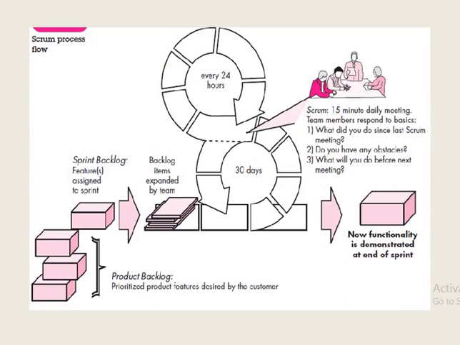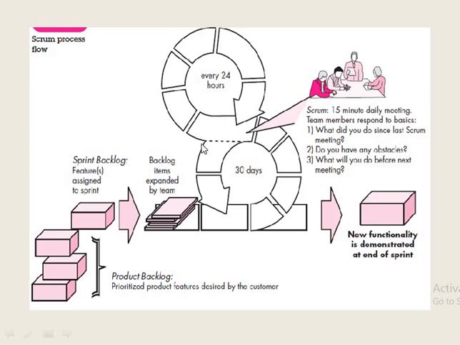Here is the diagram which explains the Scrum method or Scrum process flow. So here we have a product backlog which contains different features of the product to be developed, and these will be provided by the customers, and it will be prioritized based on the requirements of the customer. One or many of these features will be developed at a time in each sprint, and this is known as the sprint backlog, where the features will be assigned to a particular sprint.